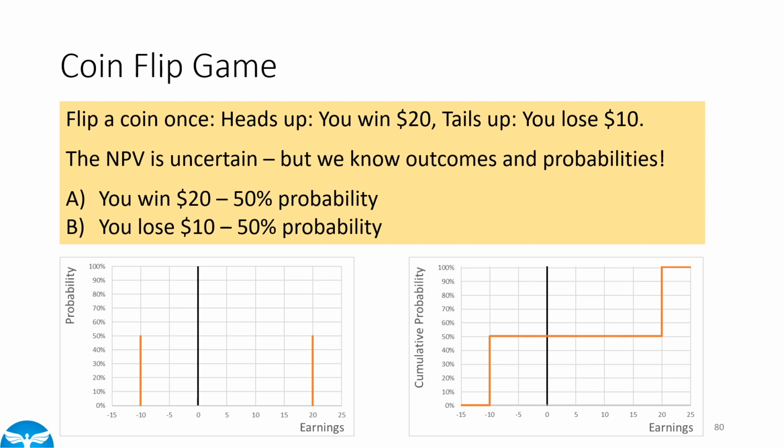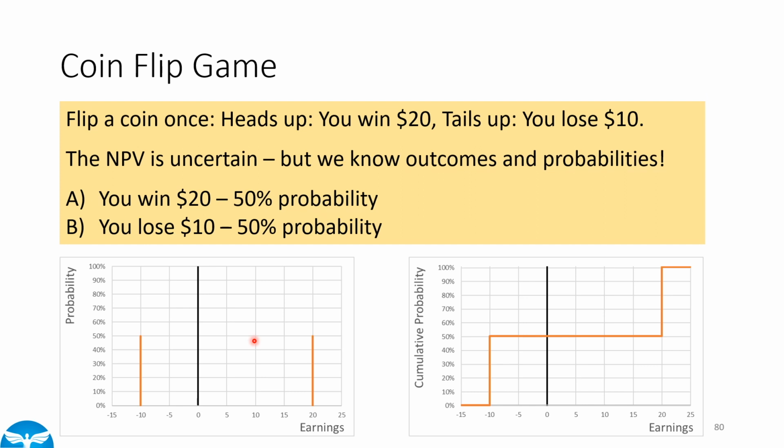These earnings are uncertain because we don't know what's going to happen when we flip the coin. But the good thing is we know the possible outcomes of this coin flip, heads or tails, and we know the probabilities. So the first scenario is that you get 20 bucks, and that can happen with a 50% probability if the coin is fair. Or the second scenario is that you lose $10, and that is also going to happen with 50% probability. So now we can illustrate that in an earnings probability diagram. So you basically have the two outcomes, minus $10 here with 50% probability, or we have $20 earnings with also 50% probability.